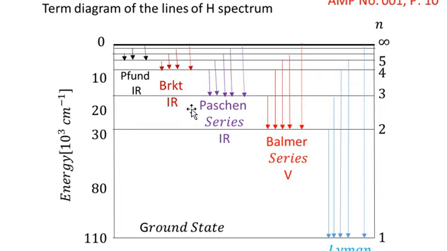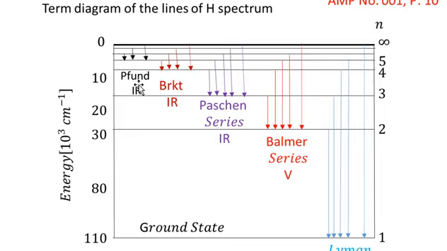represented as IR. Then we have the Brackett series, and the base level for the Brackett series is the level number 4, and all the transitions from the higher levels to the level number 4 will occur, and then the resulting series will be referred to as the Brackett series. The emission of wavelength will be in the infrared region.